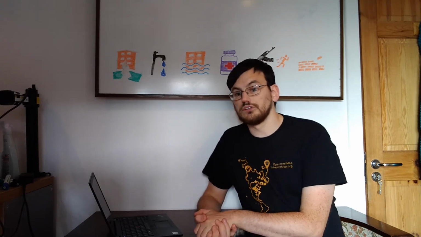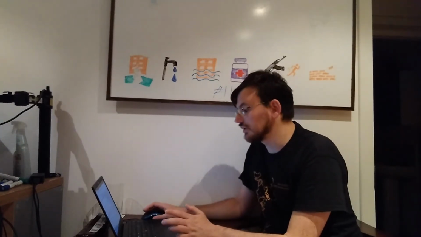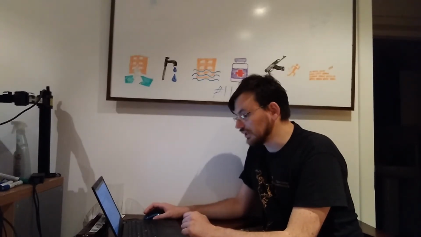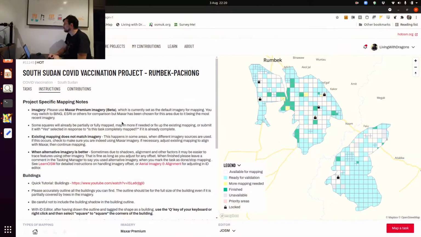So let's take a look at that with a project that I'm going to help contribute to from my home. So this evening I've joined an online Missing Maps event hosted by Missing Maps London, and we're looking at South Sudan, the COVID vaccination project. So I've opened up the number that we've been asked to work on, 11145, and quite a lot of it's been mapped already.